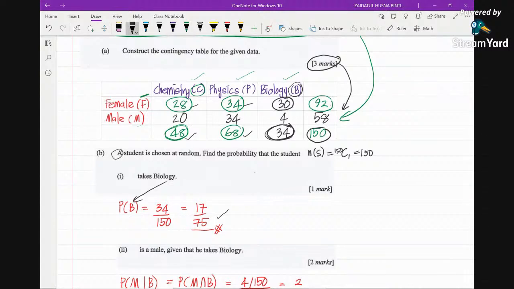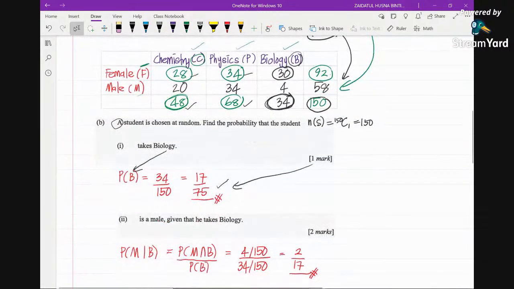Alright, so you see there is only one mark here, so don't spend too much time on solving this question. Because the value can be directly obtained from the table, right? So you just bring down the value from the table, and you simplify using the calculator.